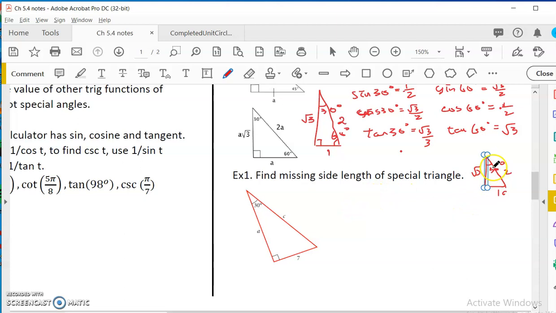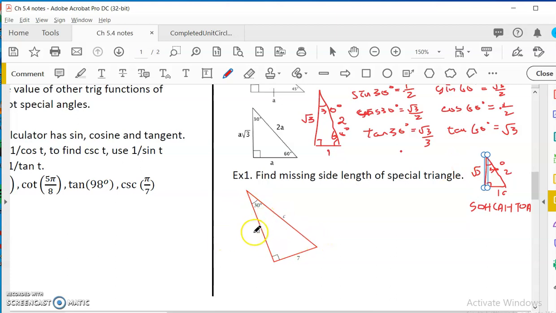So we can look at it and then do SOHCAHTOA. Even if you misplace your unit circle, or you forgot your unit circle, if you can draw this triangle and you remember SOHCAHTOA, you can get sine, cosine, tangent of 30, and sine, cosine, tangent of 60. Okay, so this is how you do it. With that, we can find the missing side length of a special triangle.